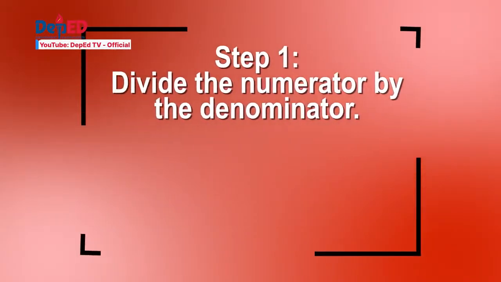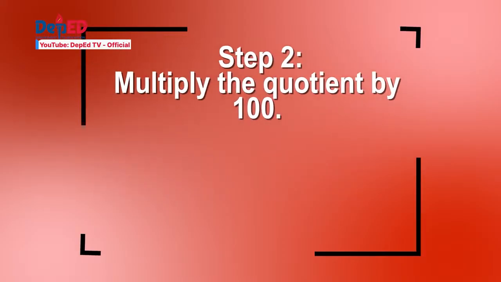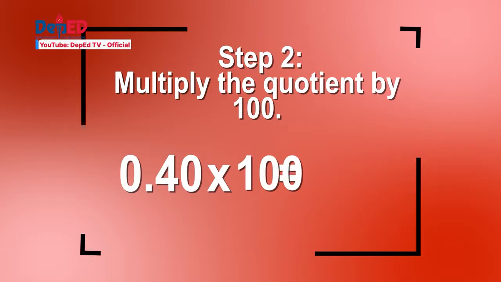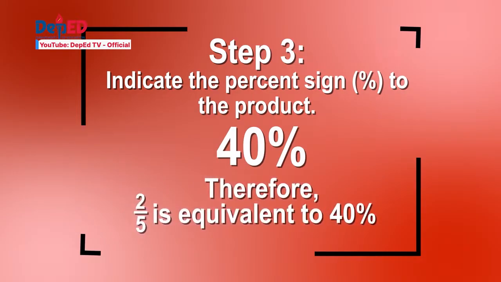Step 1. Divide the numerator by the denominator. 2 divided by 5 is equal to 0.40. Step 2. Multiply the quotient by 100. 0.40 times 100 is equal to 40. Step 3. Indicate the percent sign to the product. 40%. Therefore, 2 over 5 is equivalent to 40%.